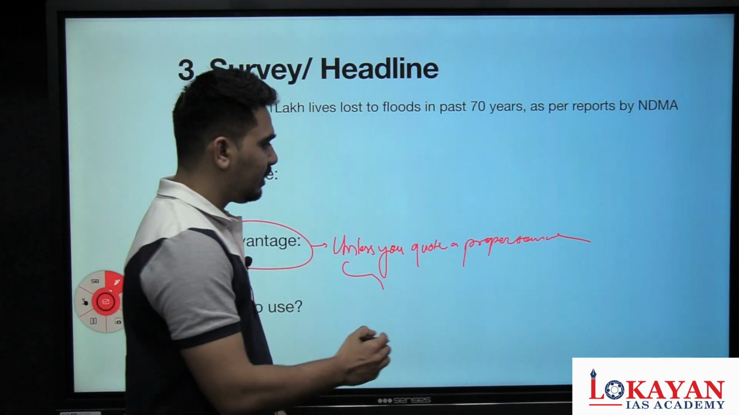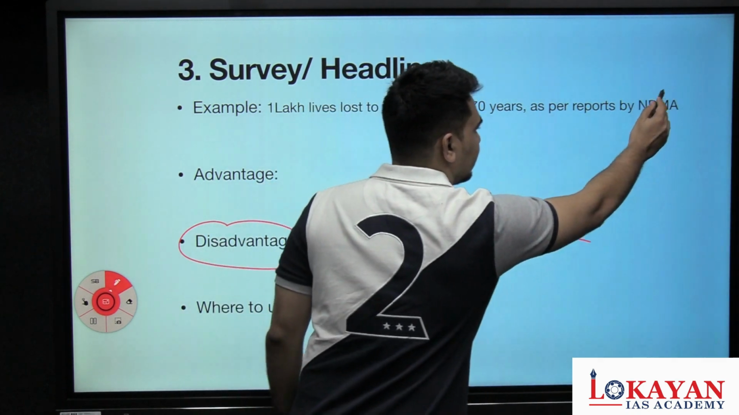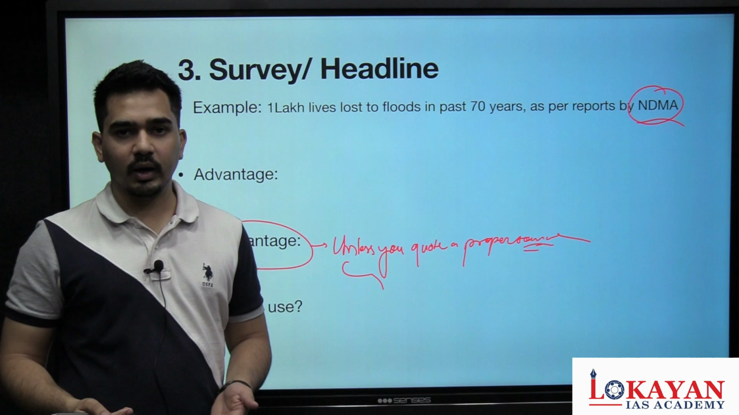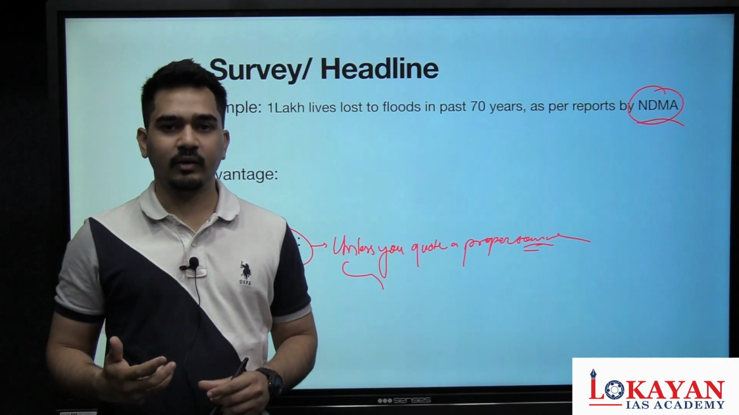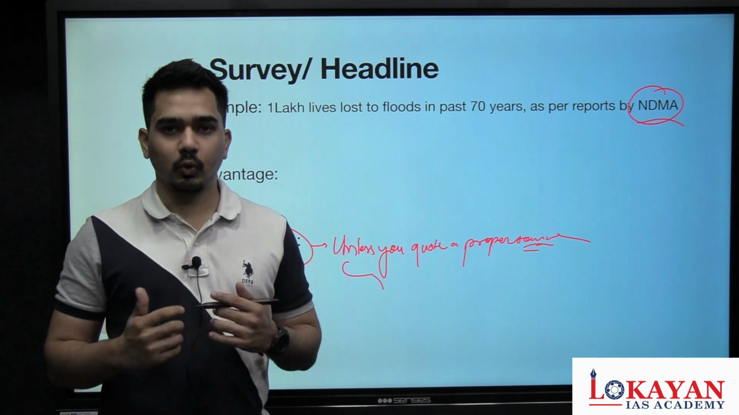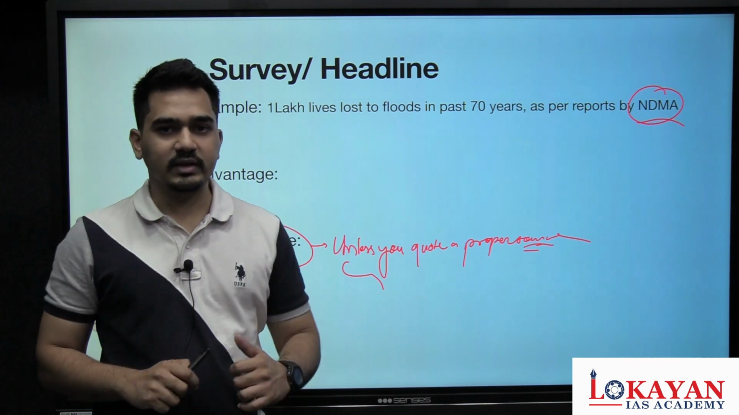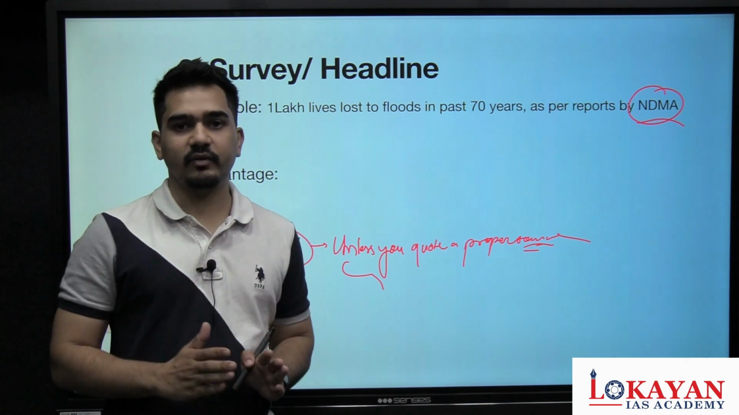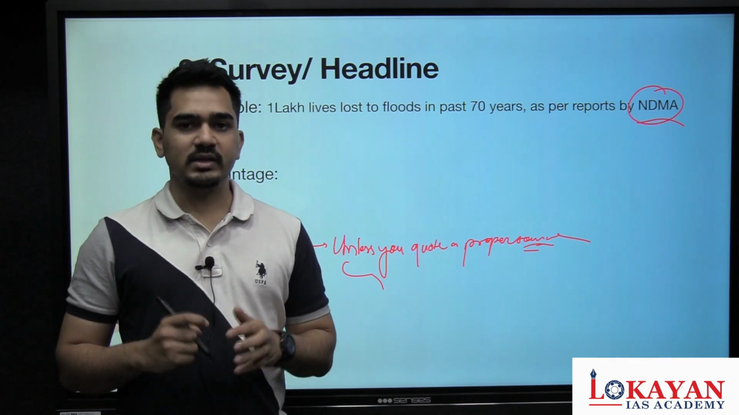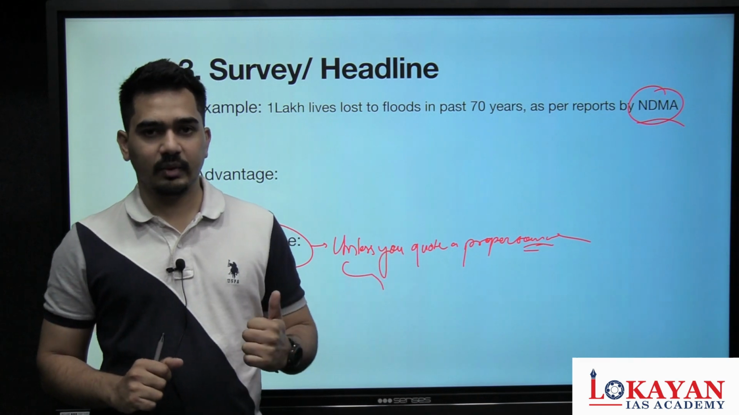So it is very important to know the source, like in this case, as per reports by NDMA, so maybe the issuing authority. That gives an added advantage of authenticity to whatever you are trying to quote. So this is one of the biggest disadvantages, that you need to know the exact figures and the exact issuing authority. It is hard to fake it, particularly in this method.